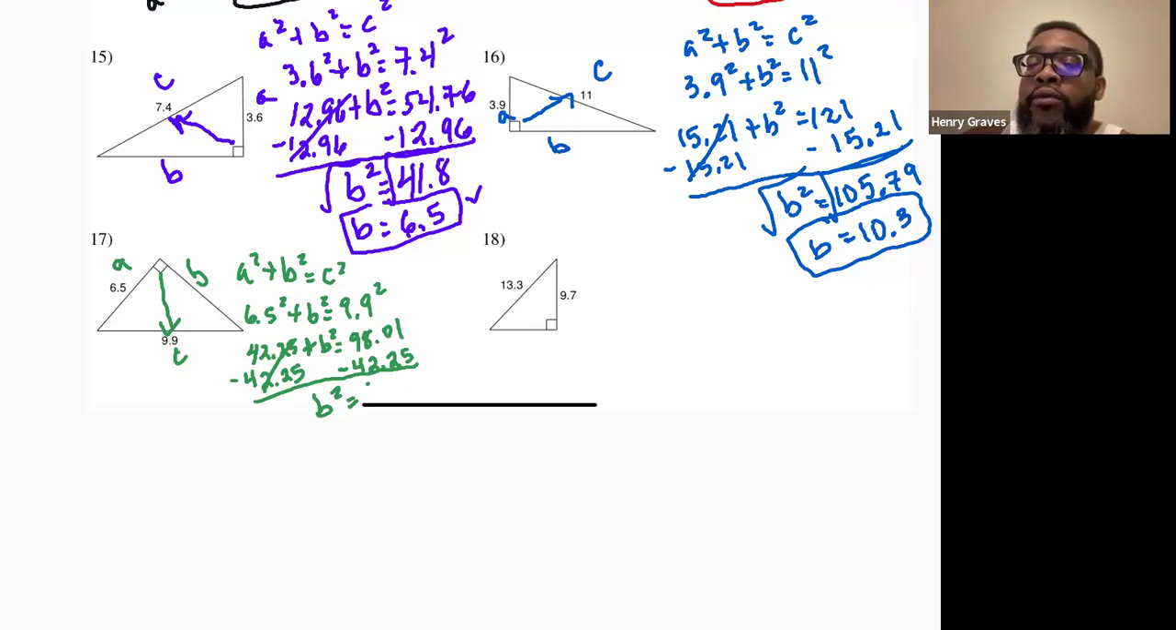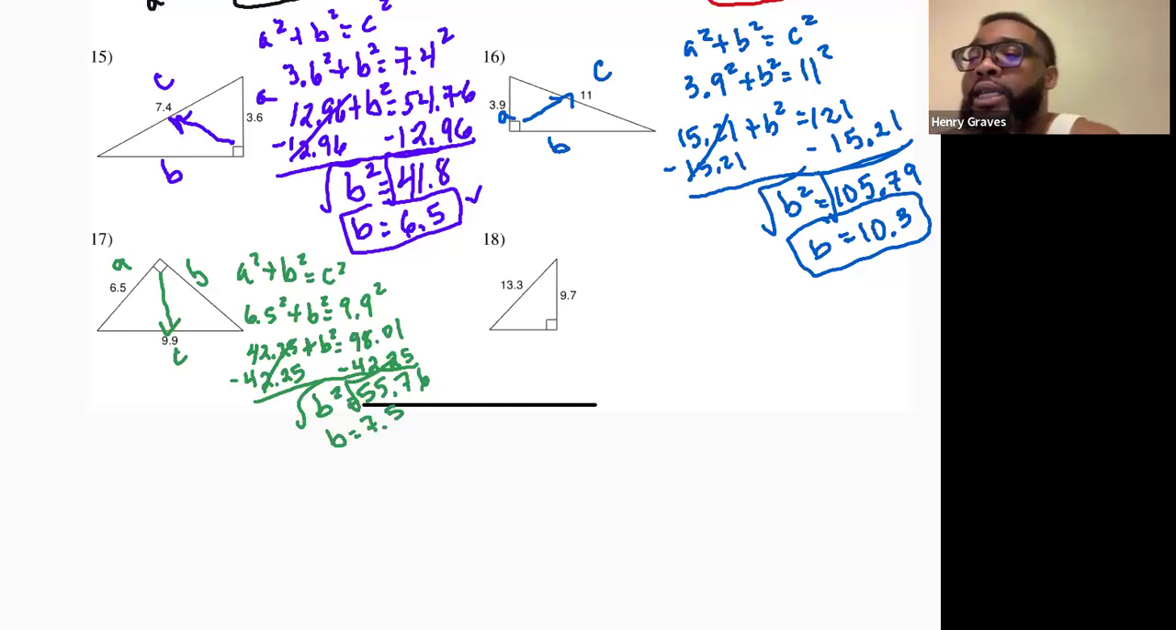I'm going to take the square root. So when I do that, I'm going to be left with the square root of 55.76. I cannot make that mistake. Which is 7.5. Yep. Perfect.